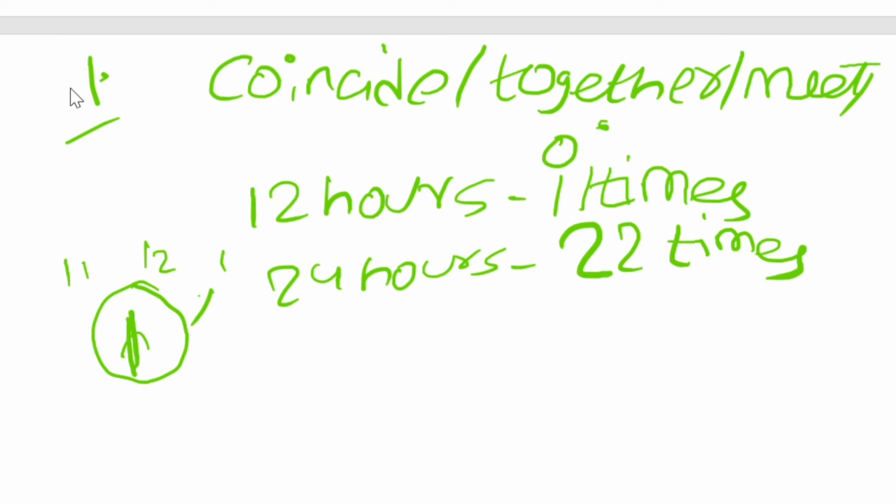So this is the first condition: coincide, together, meet, or 0 degrees. If they mention this, in 12 hours they will meet 11 times, and in 24 hours they will meet 22 times. I have also given a clear explanation: every hour they meet one time, but between 11 and 1 they meet only once. That's why in 12 hours they meet only 11 times, and in 24 hours 22 times. So make a note of it.